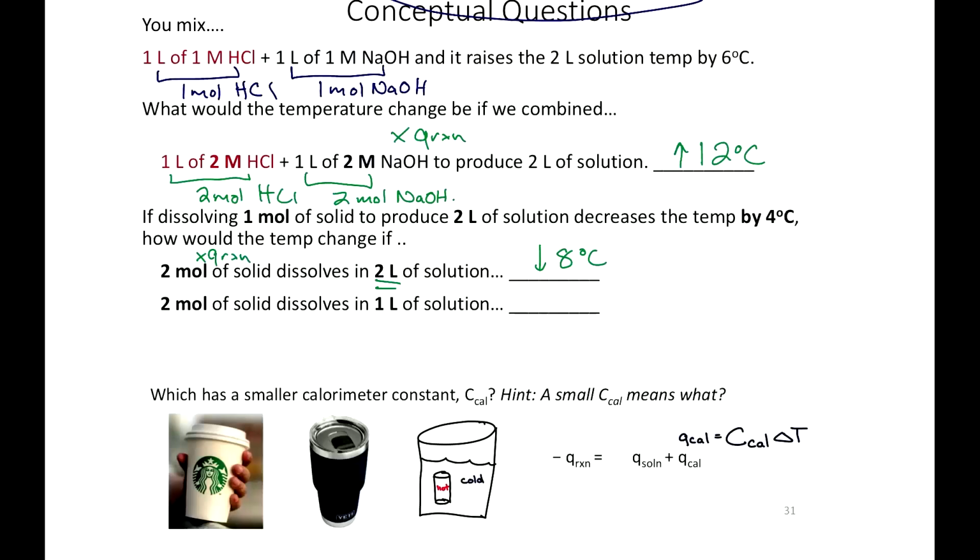1 liter of solution. So if dissolving 2 moles in 2 liters goes down by 8 degrees, 2 moles of solid, it's the same amount of Q, but if we're dissolving it in 1 liter of liquid, is it easier or harder to heat up or cool down 1 liter of liquid? It should be easier. So how should this temperature change differ? It should go down by 16 degrees Celsius. Yep. Because there's less matter there.